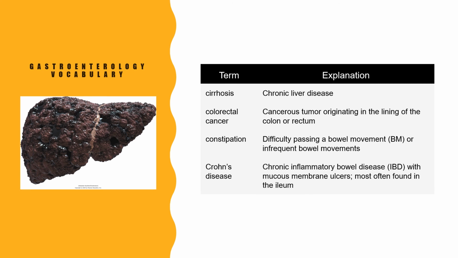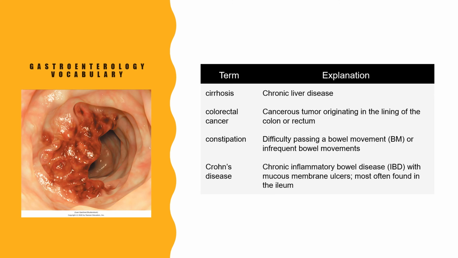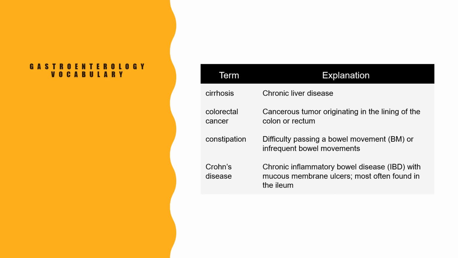Cirrhosis is a chronic liver disease. Colorectal cancer is a cancerous tumor originating in the lining of the colon or the rectum. Constipation is difficulty passing a bowel movement, abbreviated BM, or infrequent bowel movements. Crohn's disease, also called regional enteritis, is a chronic inflammatory bowel disease with mucous membrane ulcers, and is most often found in the ileum.